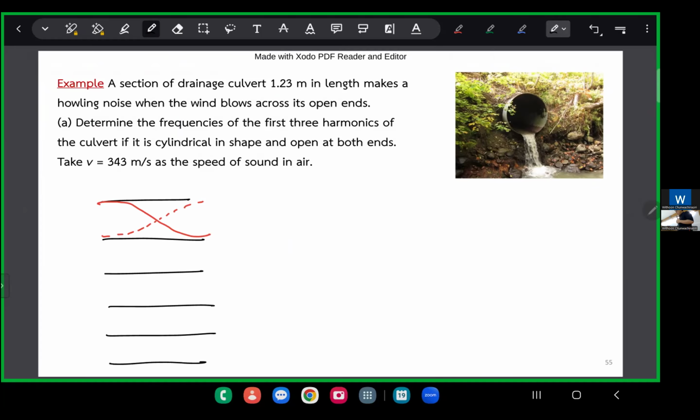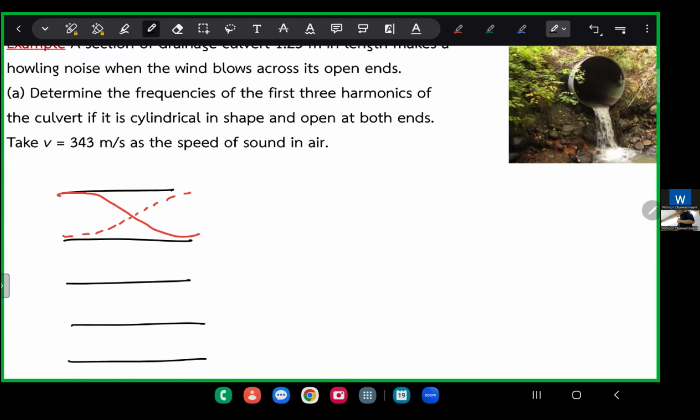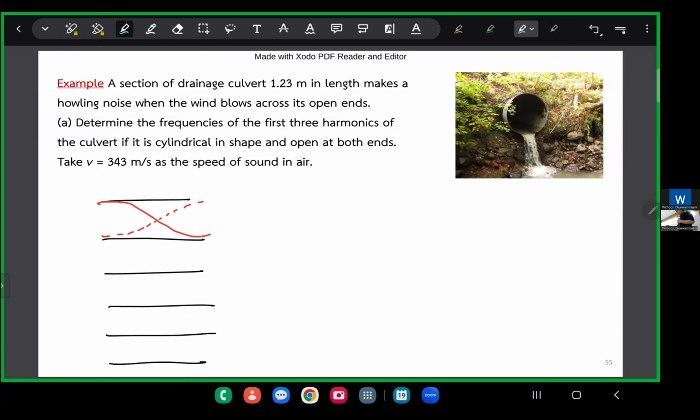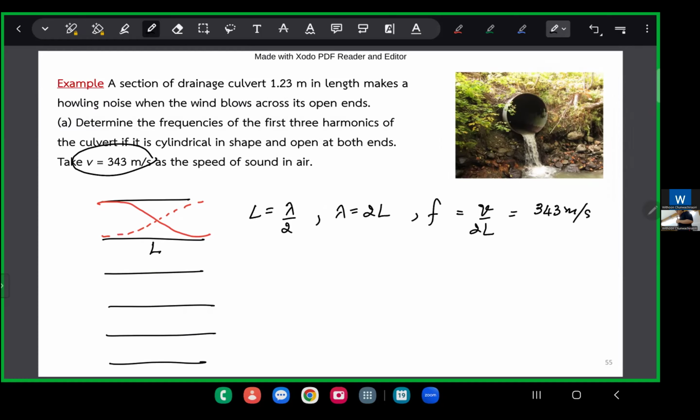And then you can just say right away, if this tube has the length L, then the length of the tube is just lambda over 2. And we already did this. So lambda is twice the length, and the frequency is going to be V over 2L. Because the speed of sound is given and the length of the tube is also given, I can just substitute those numbers in. There you go, 1.23 meter. Bam, right there.